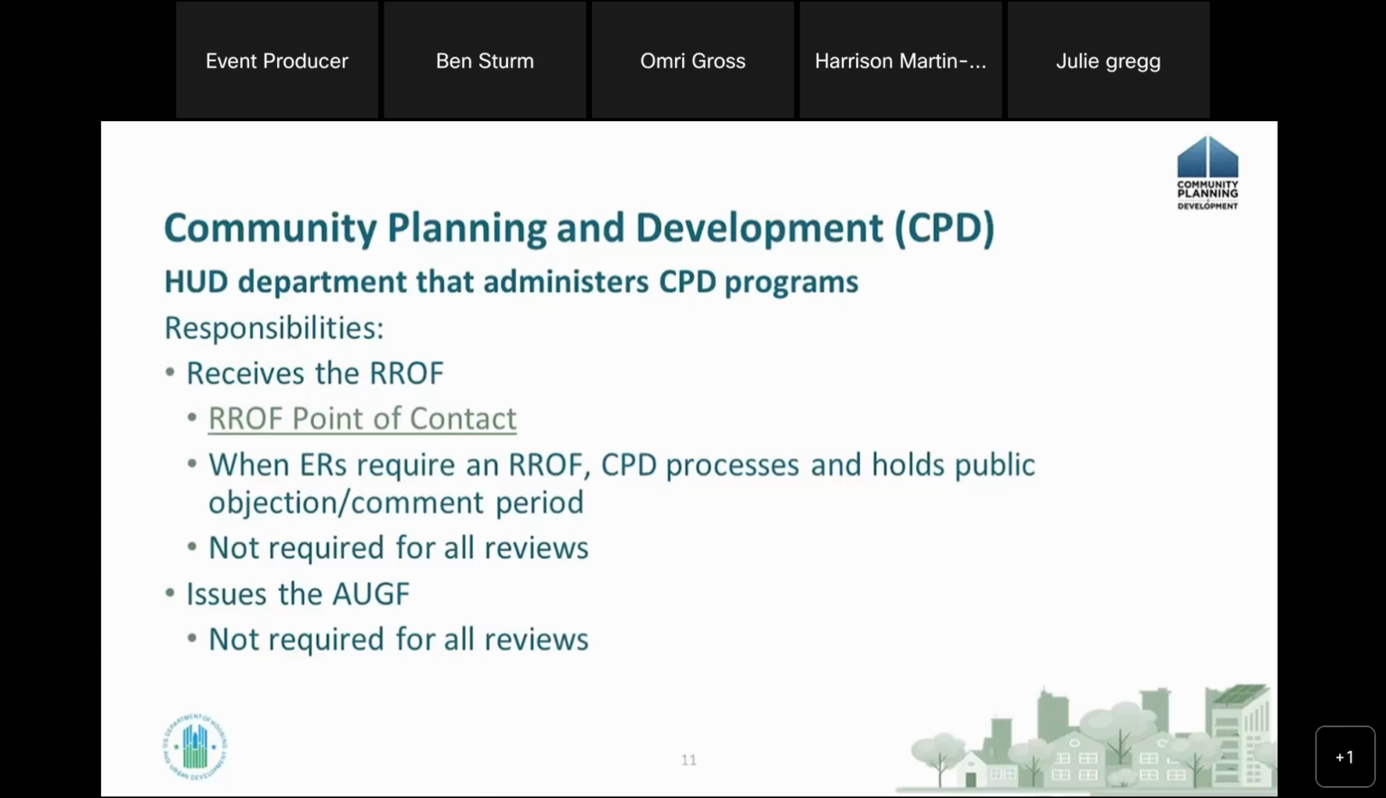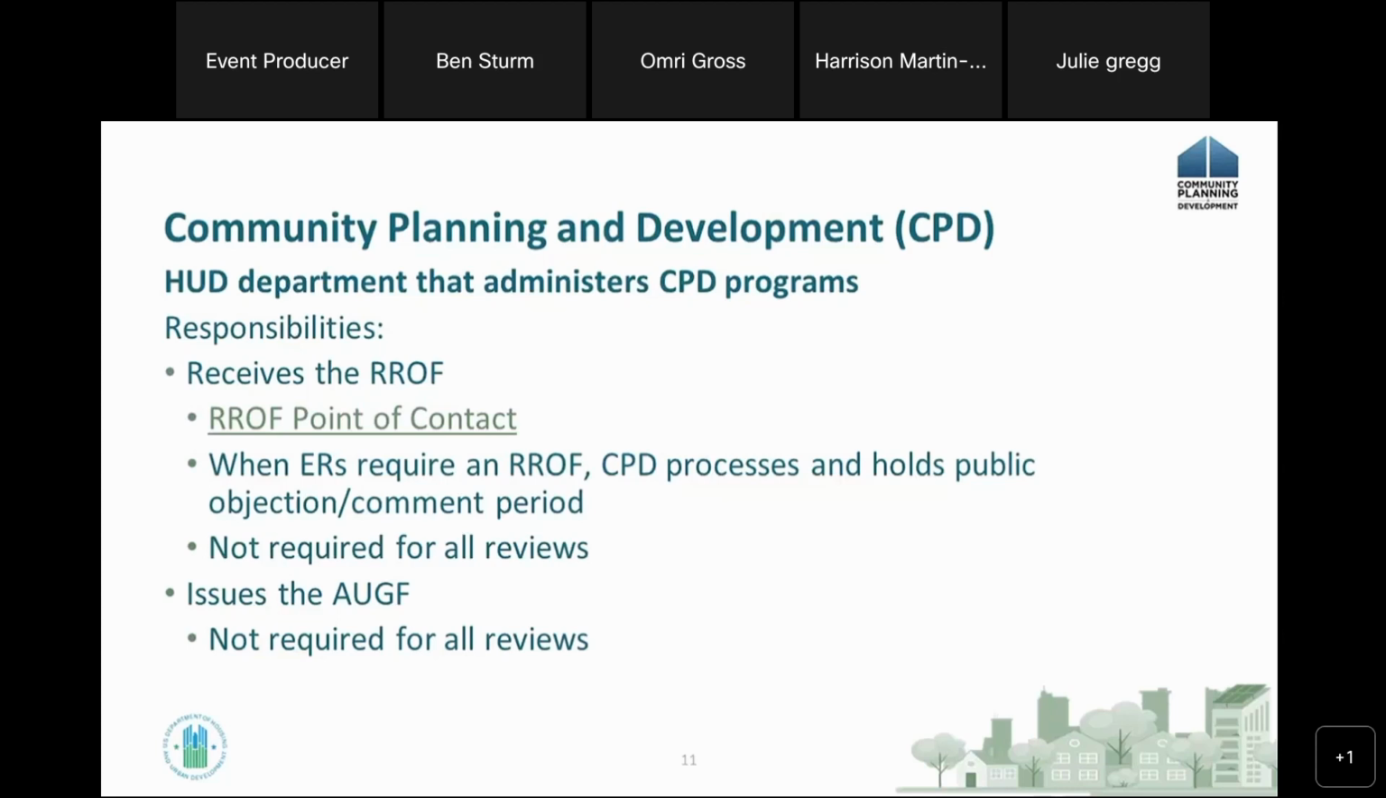And so when environmental reviews require a request for release of funds, CPD receives that request for release of funds form, processes it, and holds a public objection period. Now, as mentioned, this process is not required for all projects, and we'll talk more about the different levels of review and what's required for them later on. HUD CPD is also responsible for issuing the authorization to use grant funds, which would be signed by the CPD director. And again, this is not required for all reviews or projects. So we'll get into when it's required and when it's not.